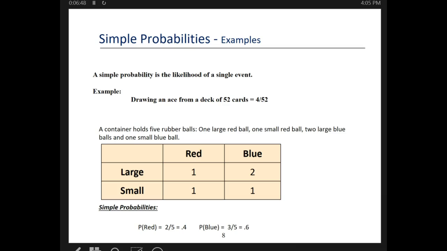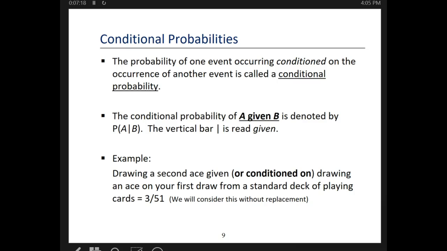Another example, a container holds 5 rubber balls: 1 large red, 1 small red, 2 large blue, and 1 small blue. So the probability of a red is 2 out of 5. Probability of a blue is 3 out of 5, or 40% and 60% respectively. Conditional probabilities.